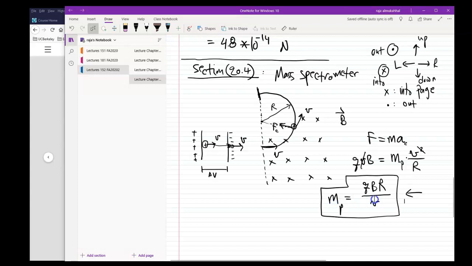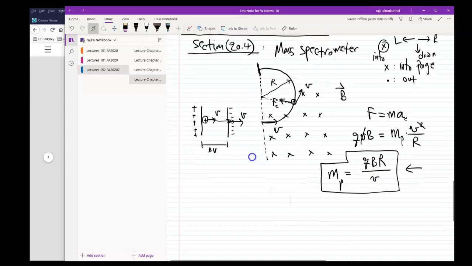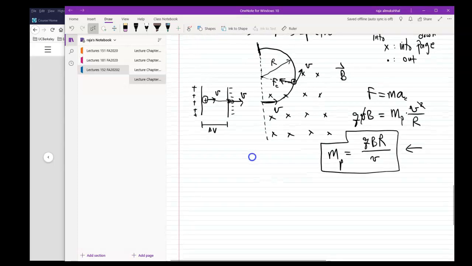So it's an interesting technique. It was practiced in the early part of the 20th century, and that's how we know about all the masses of atoms and ions and subatomic particles. A very, very important technique. Okay, good. So keep that in mind, and I hope you understand how this was derived through the diagram here.